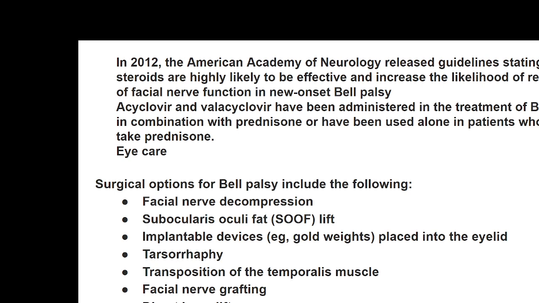Then the other most important part is eye care. Take care of the eyes. So when a patient has Bell's palsy, the most important part is you have to ensure that the eyes do not get hurt. The simple primary things would be to use goggles which can cover the eyes and prevent dust or other mechanical injuries to the eyes. If necessary, you may use some eye drops, like steroid-containing eye drops, to prevent irritation.